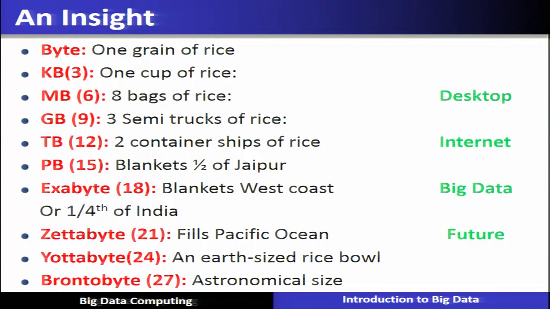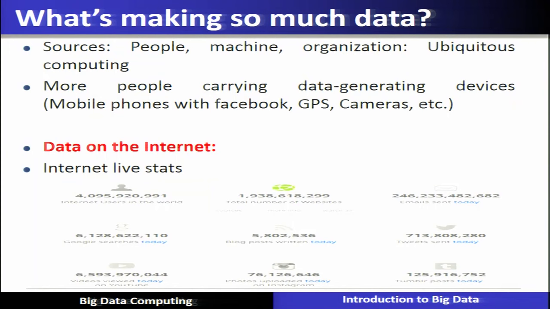Now, what makes so much data? Here we consider there are 3 different sources which contribute to this much data. The first one is people. For example, you might have seen Facebook or people carrying mobile phones. All the time they are generating data, either in the form of text in Facebook, or GPS when the mobile is being carried, or cameras taking pictures. So this is the data being generated by people.